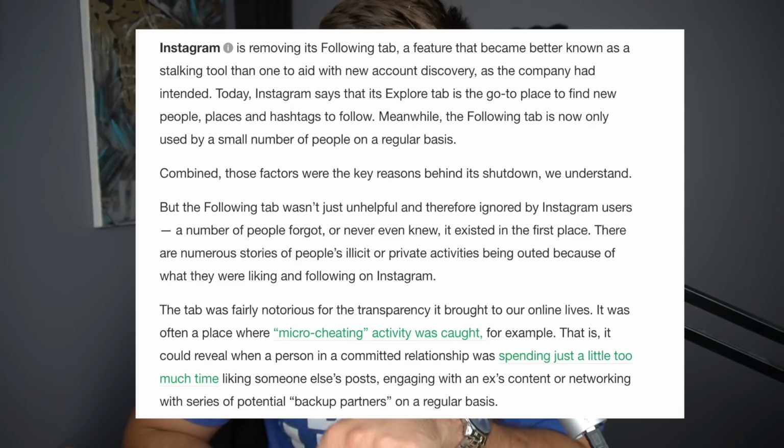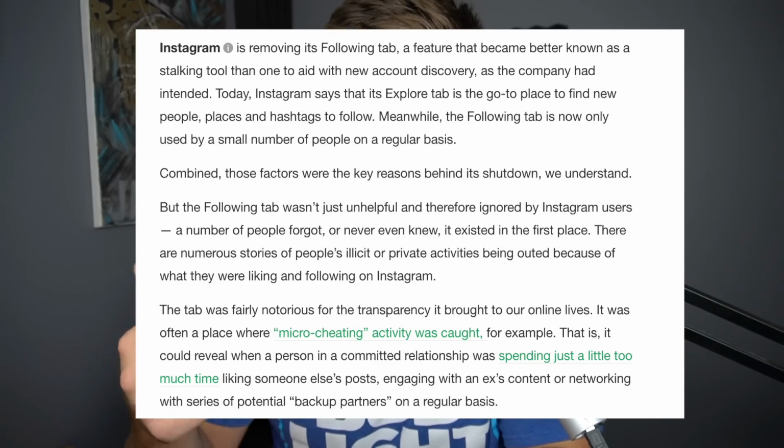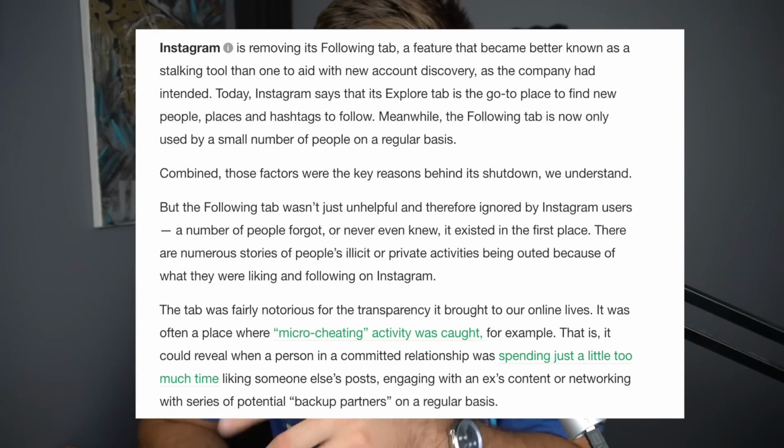Today, Instagram says its Explore tab is the go-to place to find new people, places, and hashtags. Meanwhile, the following tab is now only used by a small number of people on a regular basis. They're basically saying no one was using it, especially not for its intended purpose. So they're essentially saying it's either redundant or totally unnecessary. And then it continues, but the following tab wasn't just unhelpful, therefore ignored by Instagram users. A number of people forgot or didn't even know it existed. I don't know if that's totally true.